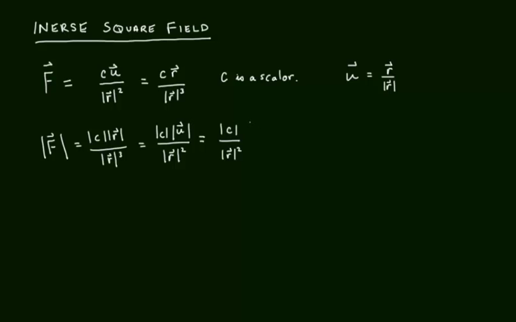And if you can see, if we call this magnitude of C like k, the constant of proportionality, then we can say that the magnitude of the inverse square field is inversely proportional to the square of r, or the square of the distance from the origin. So it makes sense that it's called the inverse square field because its magnitude is inversely proportional to the square distance from the origin.